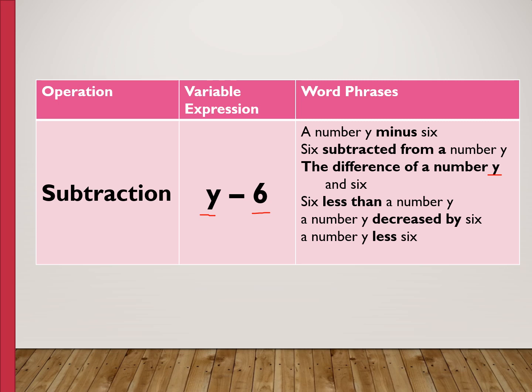Okay? So next is 6 less than a number y. The 6 is less than a number y. Next, a number y decreased by 6: the number y, we subtract 6 from it. And a number y less 6. All these words are referring to the operation subtraction. That is why minus, or subtraction, is the operation we use.